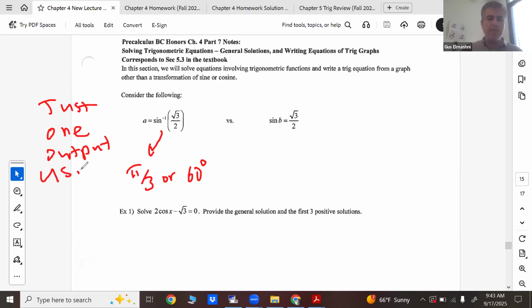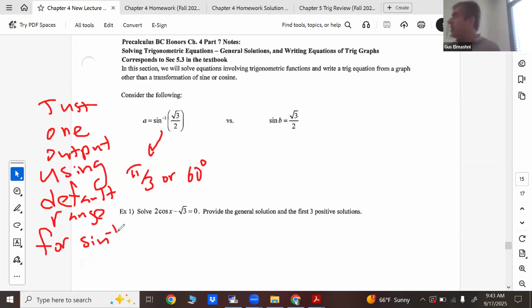Using the default range, or inverse sine. Okay, that's what's happening. Just one output using default range numbers.